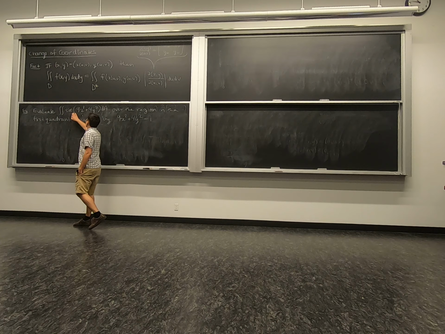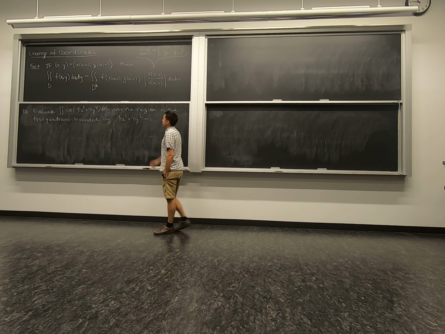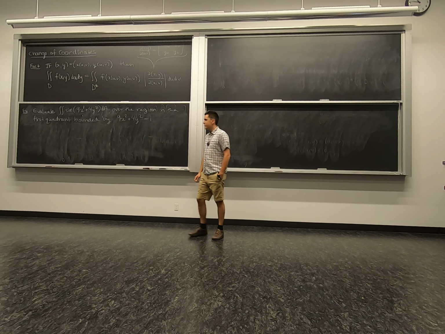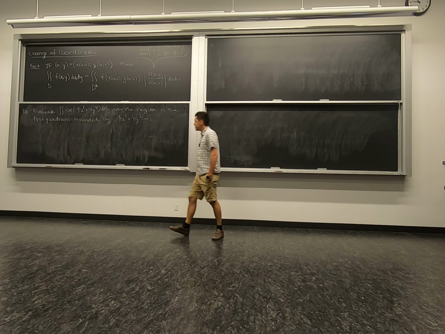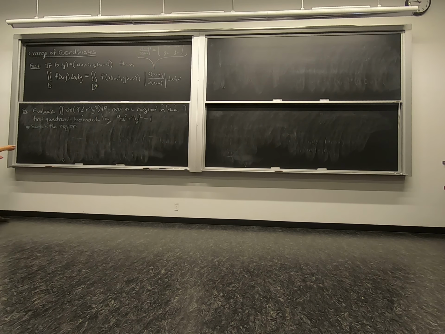So we want to integrate sine over a region in the first quadrant bounded by an ellipse. Have a look at the region. Okay, so we want to sketch this thing.